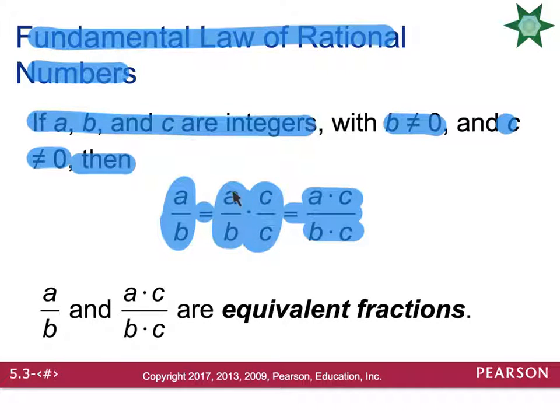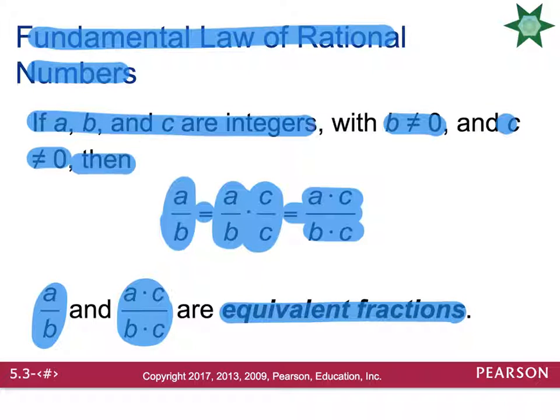So we can multiply anything on the top and the bottom and still get what we call an equivalent fraction. So this fraction and this fraction, a over b and a times c over b times c, are called equivalent fractions. They are the same.